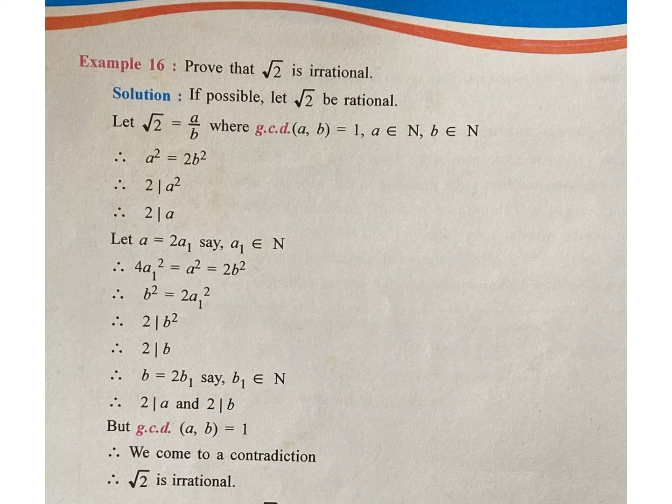Now here you can see that 2 is a factor of a also and 2 is a factor of b also. So if we take GCD of a and b, it will be equal to 2. But here we have supposed that GCD of a and b is equal to 1, which is a contradictory statement. So we can say that root 2 is irrational. It is not rational. Our supposition is wrong.